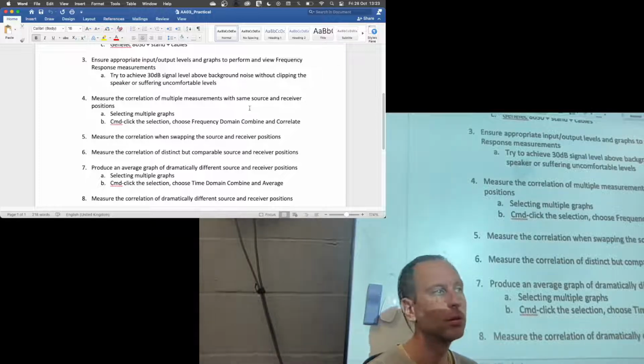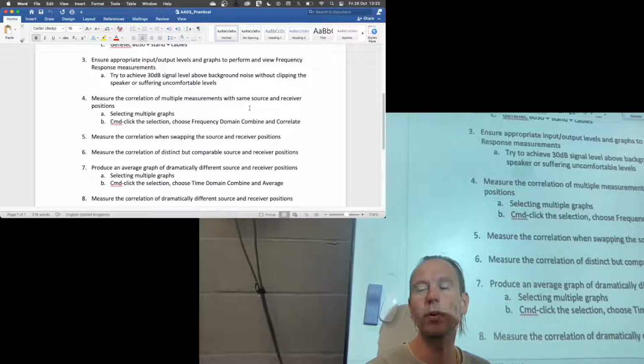The harmonic series. Okay, so that's part of instrument acoustics. All the harmonics are overtones, but not all overtones are harmonics.